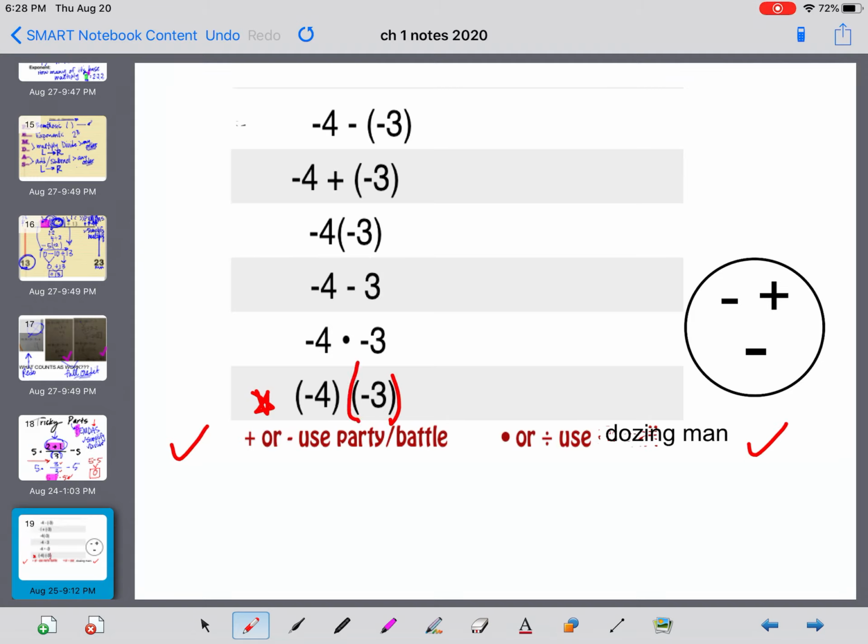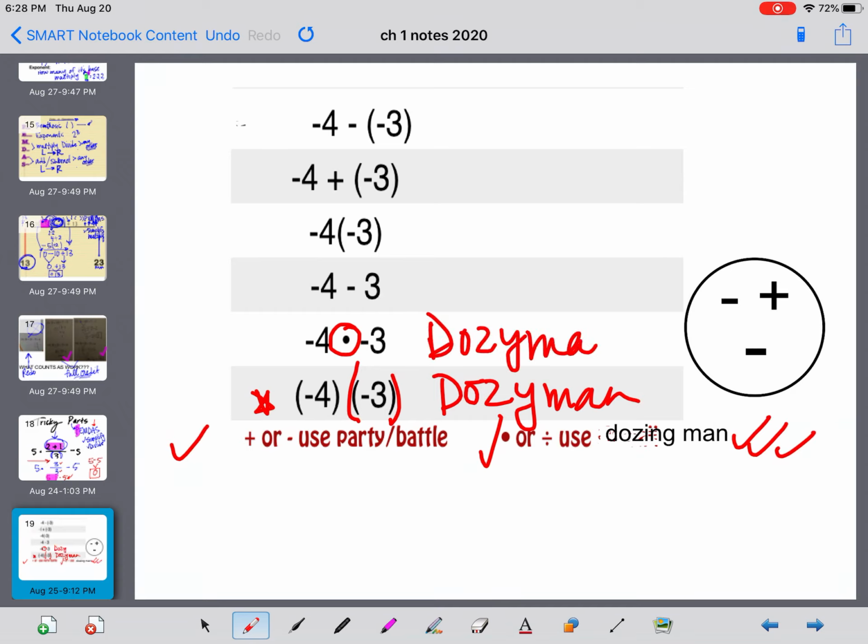Down here at the bottom, I have parentheses. Guess what that means? Multiply and divide. I'm going to use Dozy Man rules. Okay? Up here, I see in between those two integers, I have a dot. That dot means multiply. I'm going to use Dozy Man rules. Up here, there's no parentheses, there's no dot, so I'm going to use Party versus Battle.